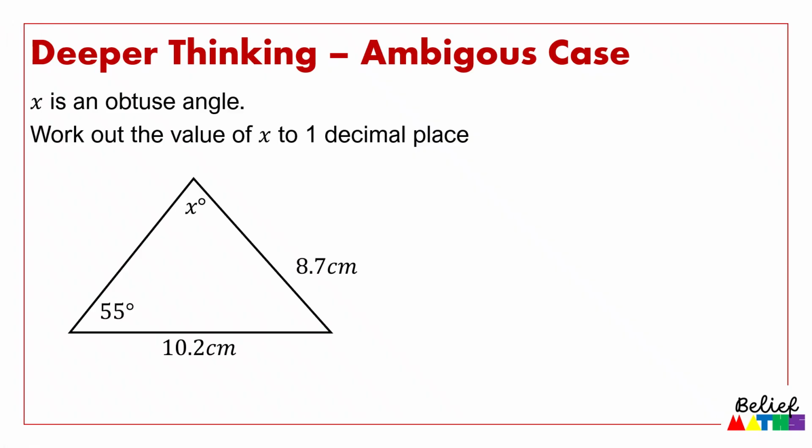So the final question we're going to look at is this idea of what we call an ambiguous case. And this is where it says x is an obtuse angle and asks you to work with the value. Now, anytime we do the sine rule, it will always give you an acute angle, and it's how do we convert that into the correct obtuse angle. But if we start this question, we start in exactly the same way. We've got sine of x over 10.2 is equal to sine of 55 over 8.7.